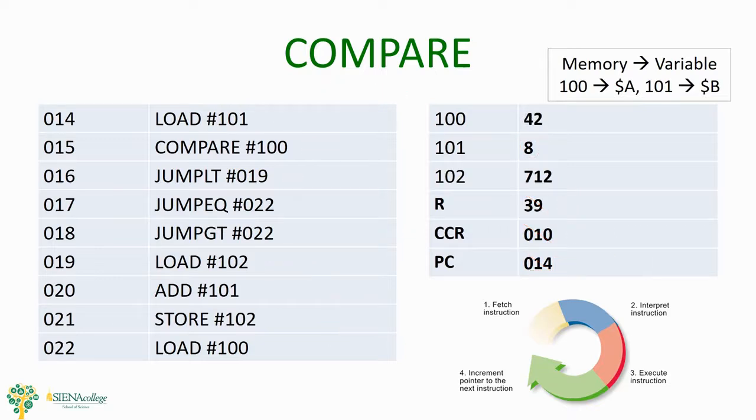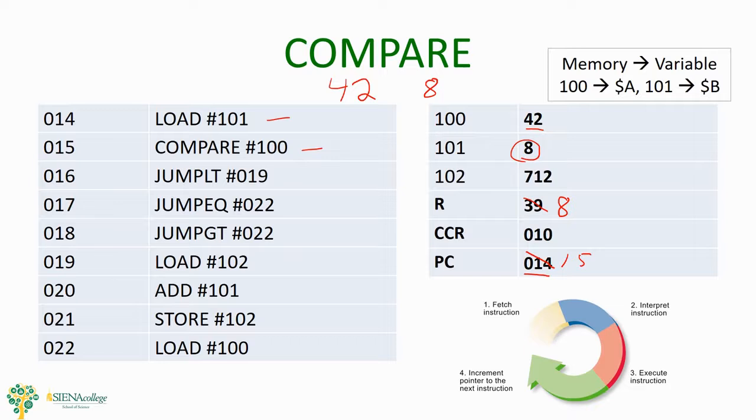Let's look at a slightly different compare. I've changed the value contained in 100 to 42. Our program counter is again 14, so we're going to load 101, 8. The value 8 is going to get placed into the register R. We'll increment our program counter to 15, and now we're up to doing a compare. Compare 100. We want to see how the contents of 100, the 42, compares to the register, 8.